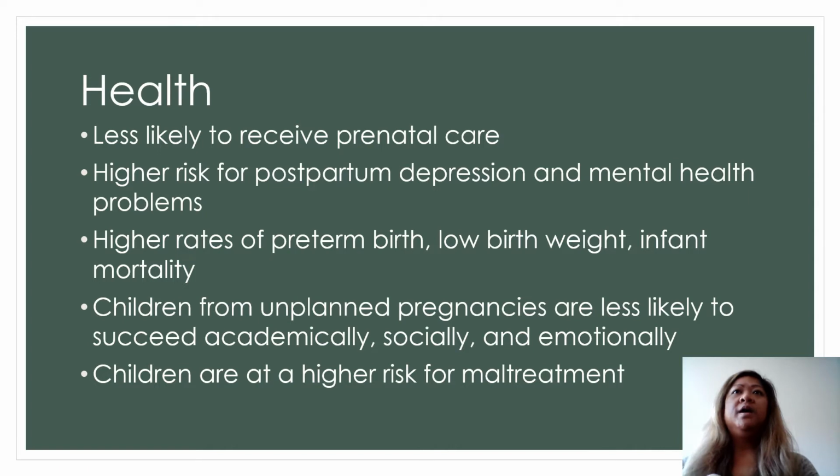In health, unplanned pregnancies can affect the mother and the child's health. Some mothers don't usually find out they are pregnant till they are already done with the first trimester, so they are less likely to receive prenatal care. Unplanned pregnancies can cause mothers to become at higher risk for postpartum depression and mental health problems. It also causes higher risk rates of preterm birth, low birth weight, and infant mortality. Children that are a result of unplanned pregnancies are less likely to succeed academically and develop socially and emotionally.